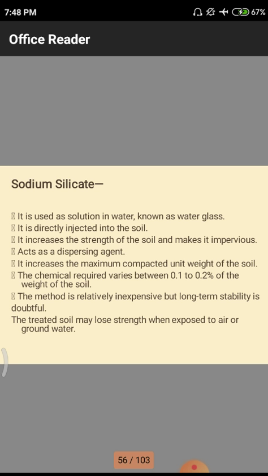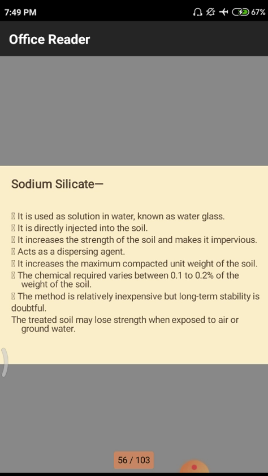It increases the maximum compacted unit weight of the soil. That means normally silica has a huge amount of density compared to other materials, so by adding the silica content to the soil, automatically the density will increase.